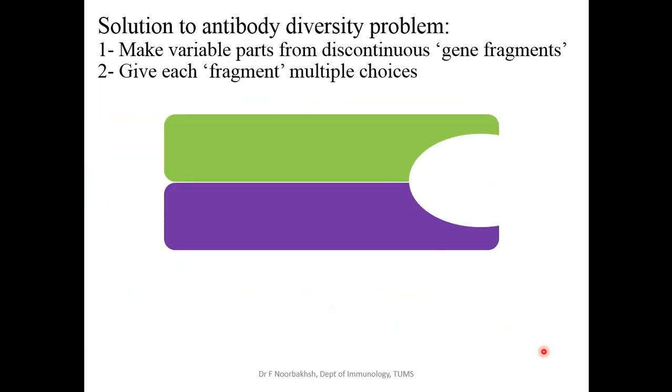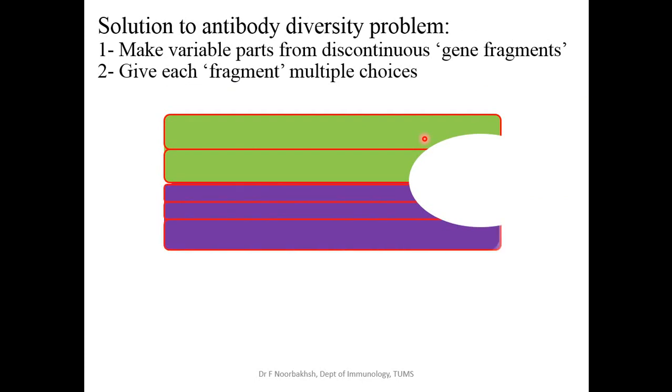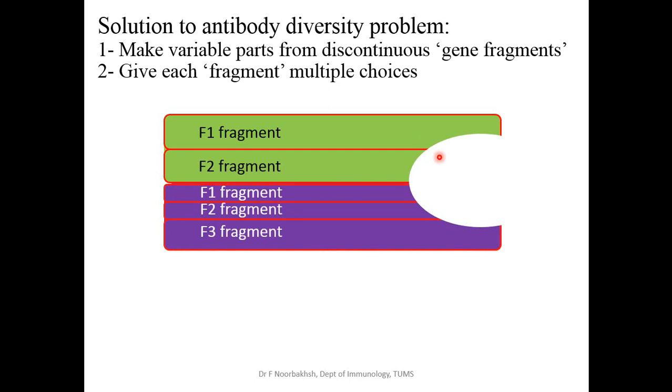Here I am showing you the antigen binding part of the antibody. I'm using green color to show you the light chain, or the VL, variable part of the light chain, and the blue one for the variable region of the heavy chain. So the gene for the variable region of the light chain has 2 fragments, and each of those fragments has multiple versions. And the gene for the variable region of the heavy chain is composed of 3 fragments, and I've called them, as I showed you in the previous slide, fragment 1, fragment 2, and fragment 3.